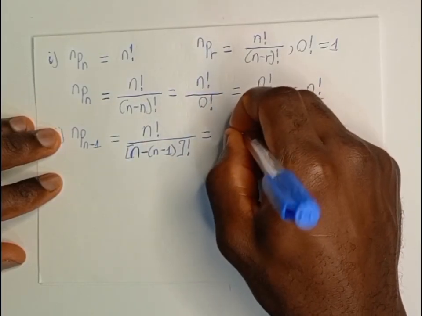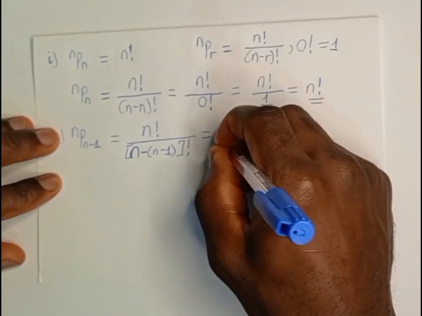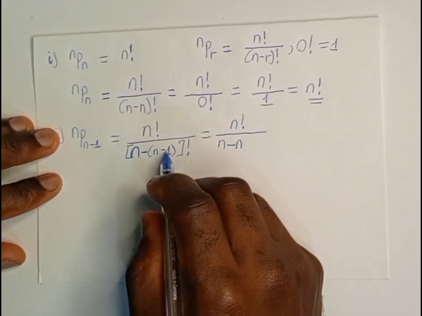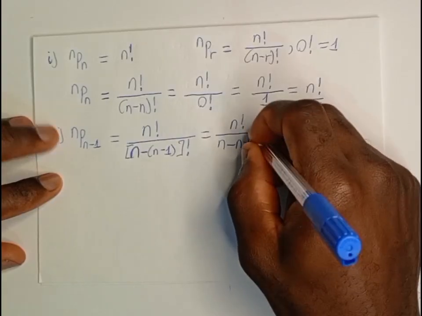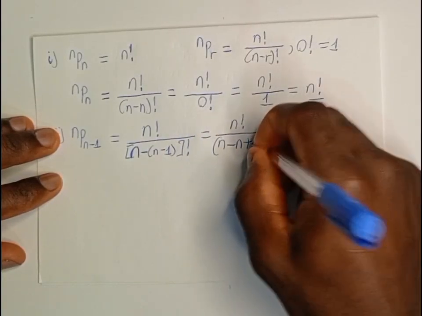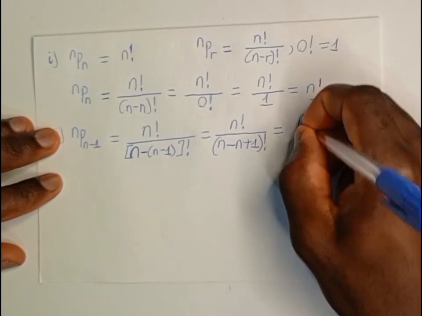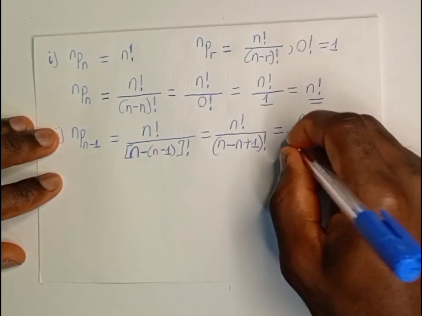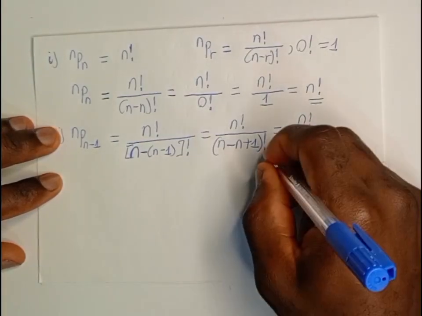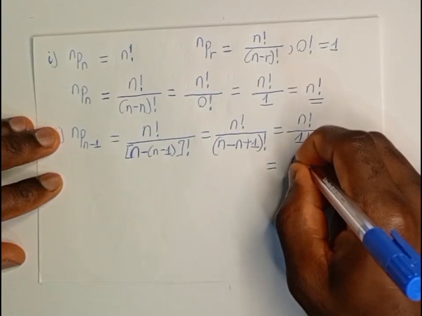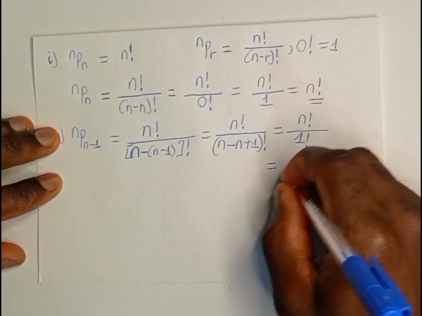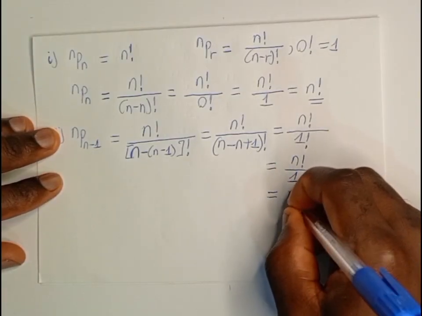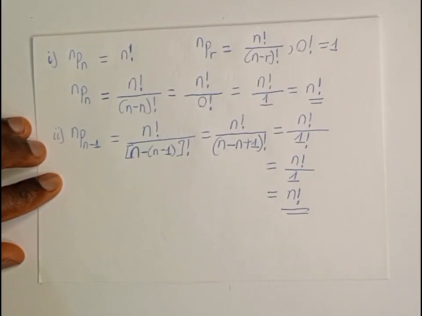This will simply be equal to n factorial all over n. We are going to expand this bracket, minus n. Negative 1 times negative 1 gives us positive 1. All this factorial. And this will simply be equal to n factorial all over n minus n gives us 0 plus 1, 1 factorial, which is simply equal to n factorial all over 1, since 1 factorial is 1. And this will simply be equal to n factorial, which is what we have to show.